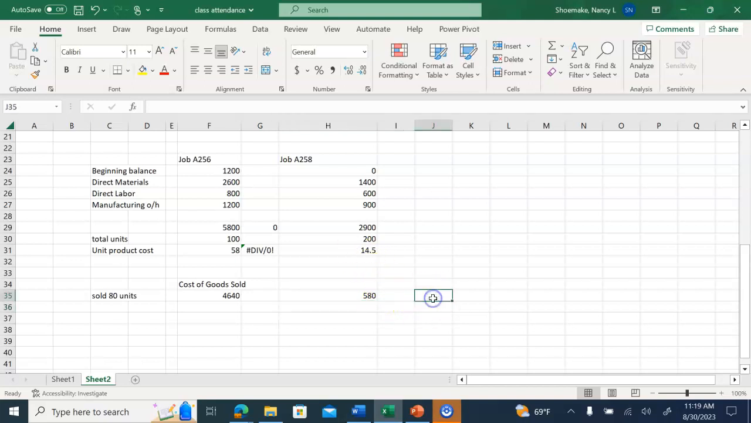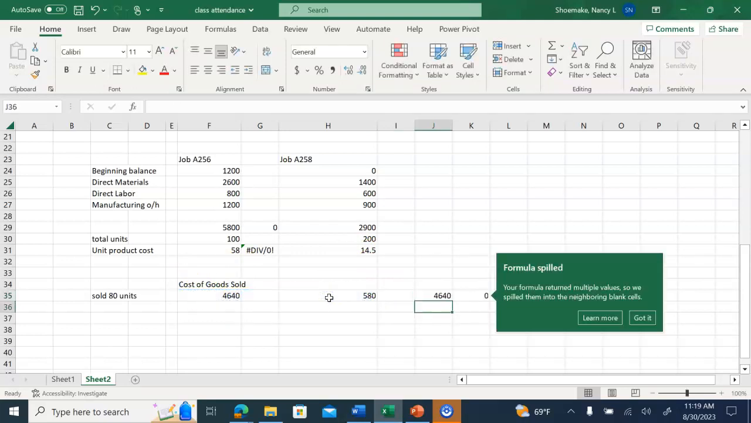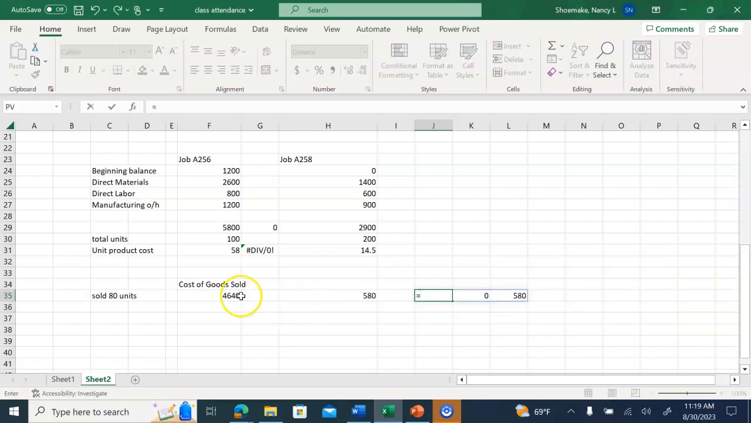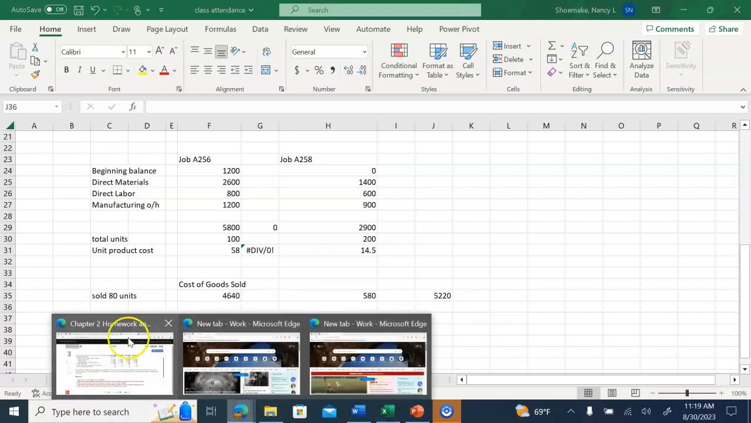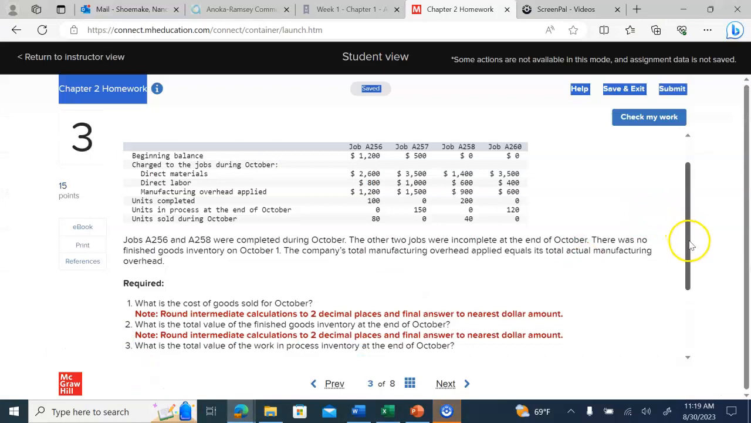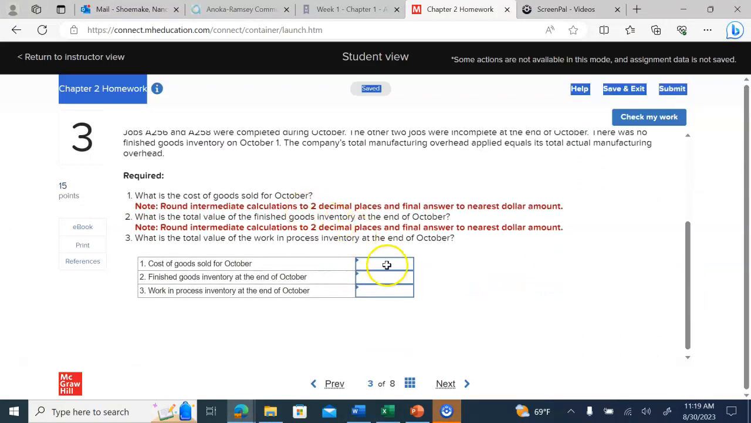So our total cost of goods sold should be $4,640 plus the $580, or $5,220. Okay.